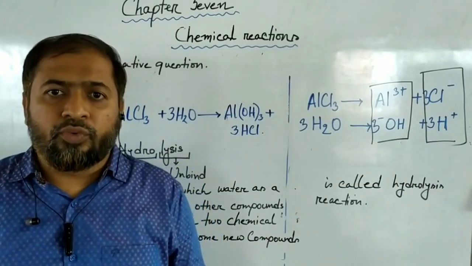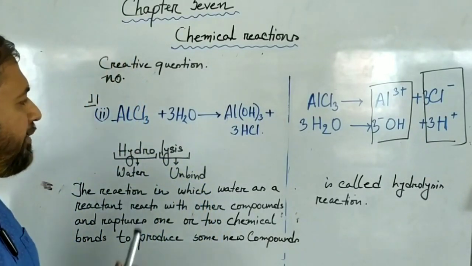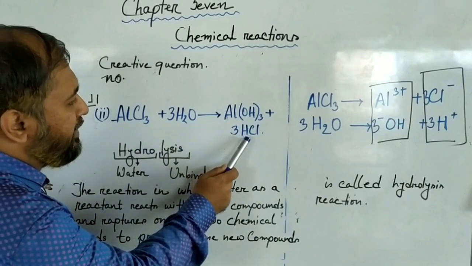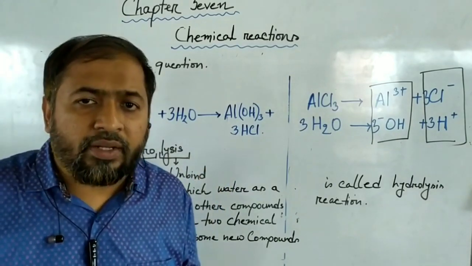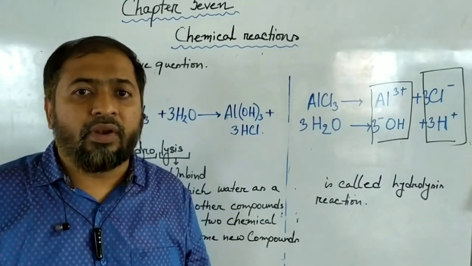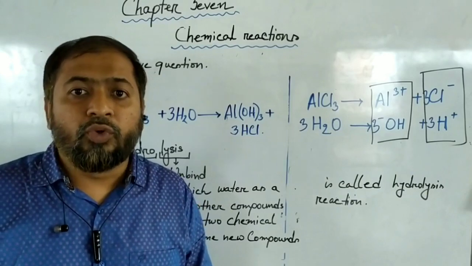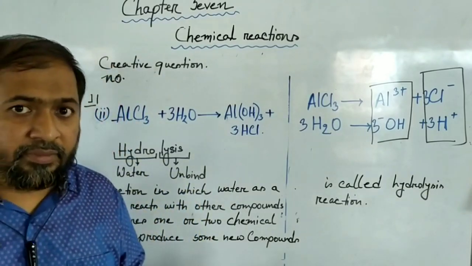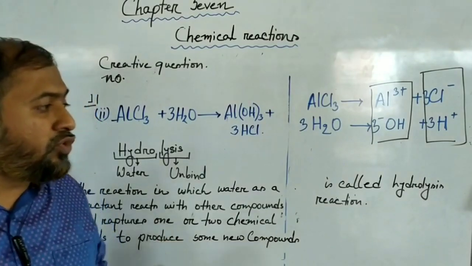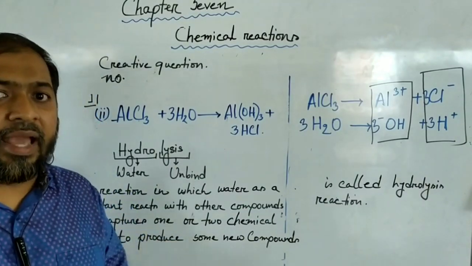From the reaction 2 mentioned in the stream, we can observe that aluminum chloride reacts with water and produces aluminum hydroxide and hydrochloric acid. This is one kind of hydrolysis reaction. So, what is a hydrolysis reaction? The word hydrolysis is derived from ancient Greek words, which mean water unbind. The reaction in which water as a reactant reacts with other compounds and ruptures or unbinds one or two chemical bonds to produce some new compounds is called a hydrolysis reaction. So this thing happened in this reaction.